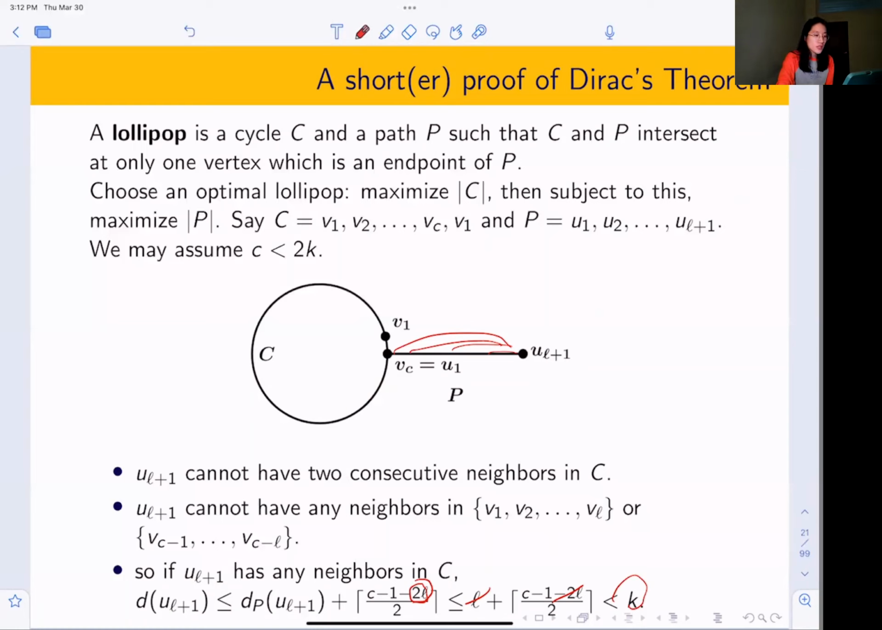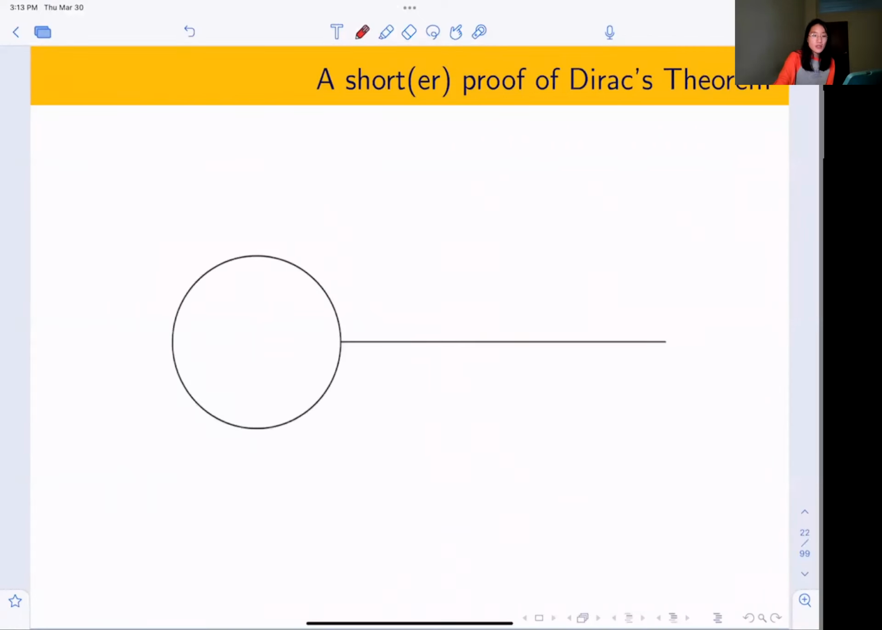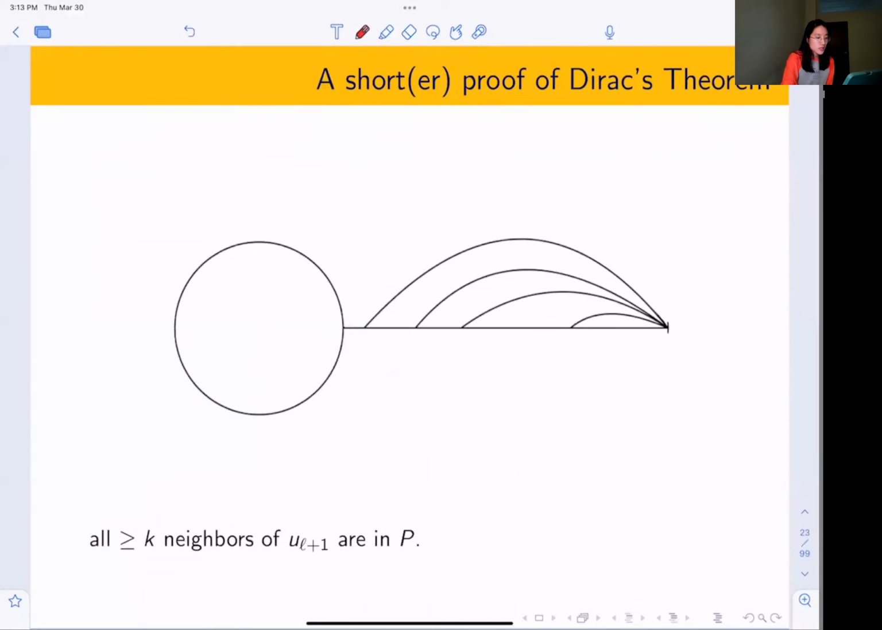And so in the case where we're trying to prove that when K is equal to N over 2, or (N minus 1) over 2, that we have a Hamiltonian cycle, then we already finished the result. But for smaller K, there's one last step, which is going to use these aligned paths. So here's our lollipop. And what we showed then is that all of the K neighbors of U_{L+1} must be somewhere in this path here.